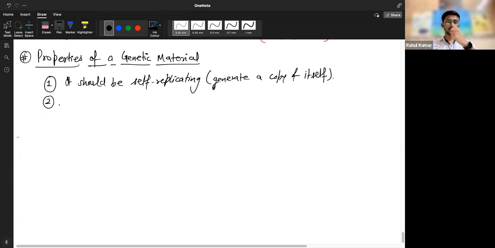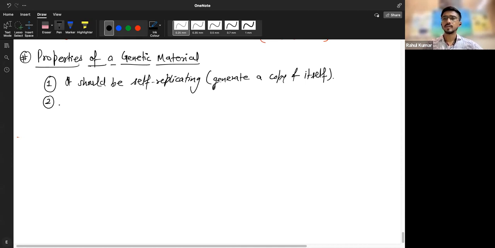What else do you think should be the properties of a genetic material? See, I'm not here making you memorize things. I'm making you think and figure out for yourself. If you can think in the class and give me the answer, you do not need to remember this answer anymore, because you thought it and it was correct logical thinking. So all you have to do is just go and write your logic in the exams.